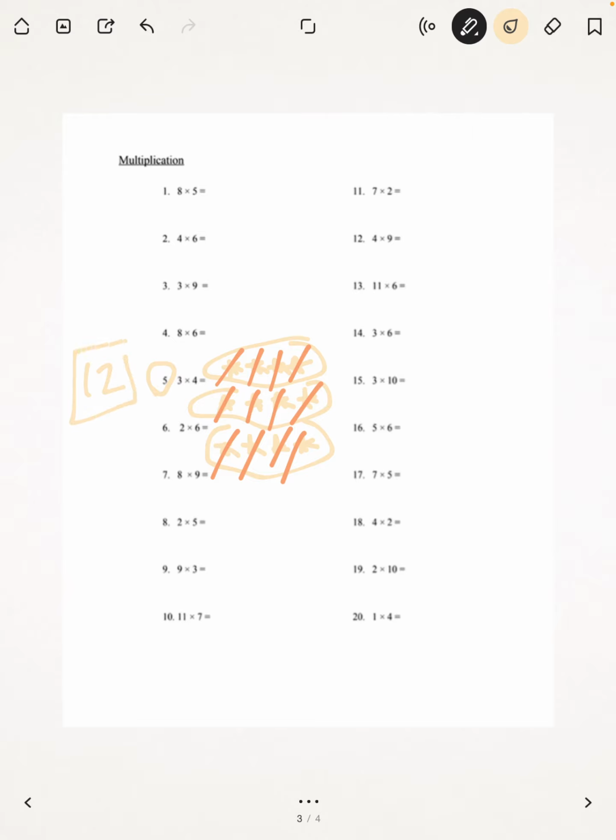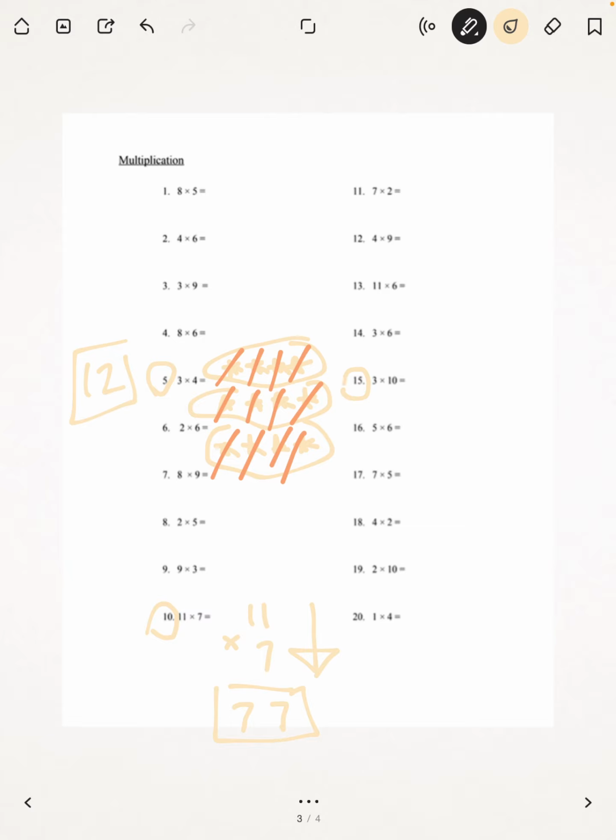And the next question is 10. We're going to set this up in long multiplication form. And we're first going to multiply straight down. 1 times 7 is 7. 7 times 1 is 7. Our answer is 77.